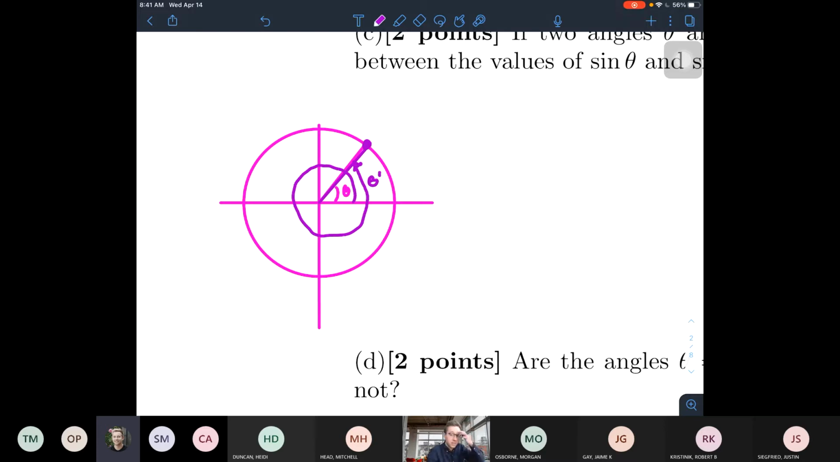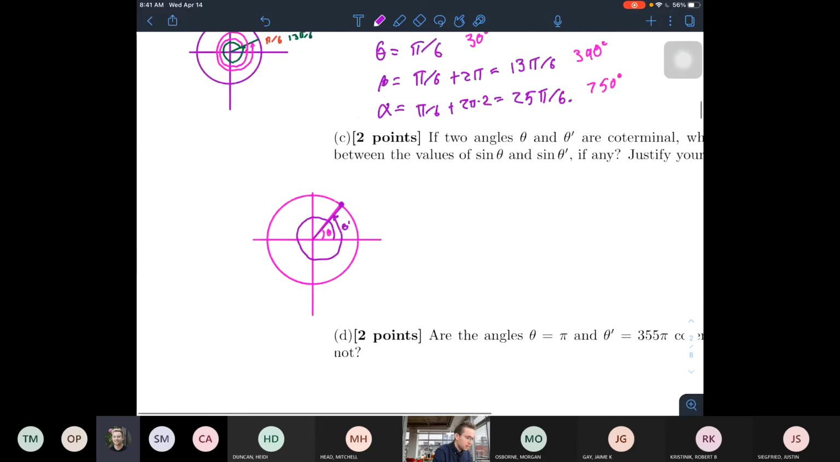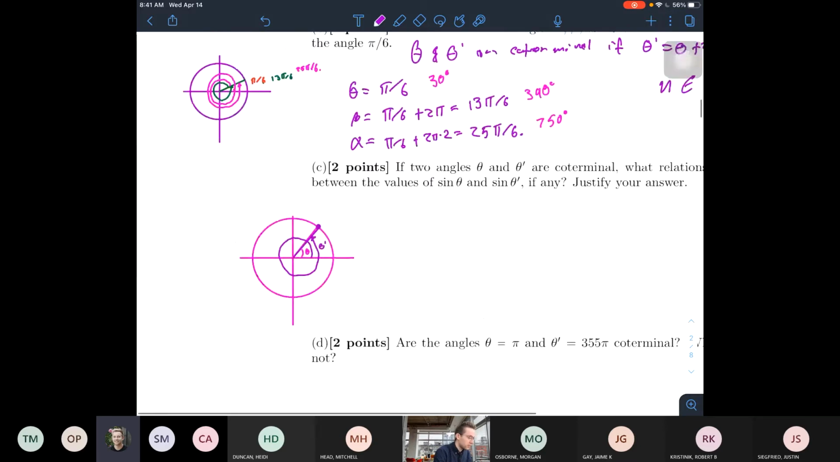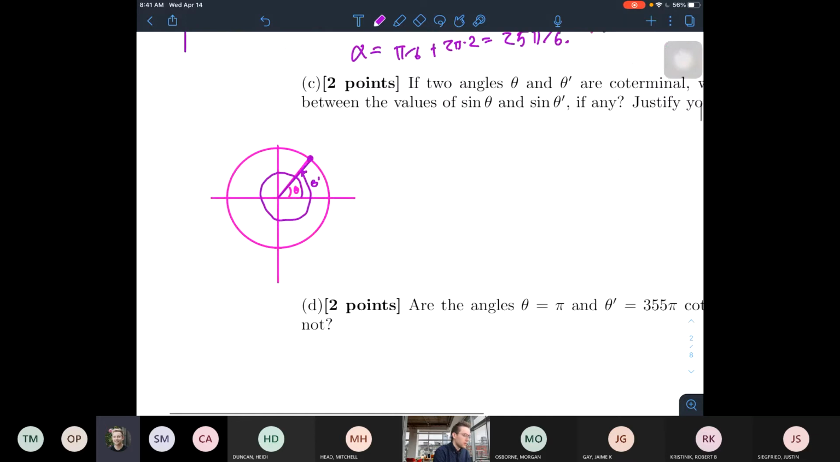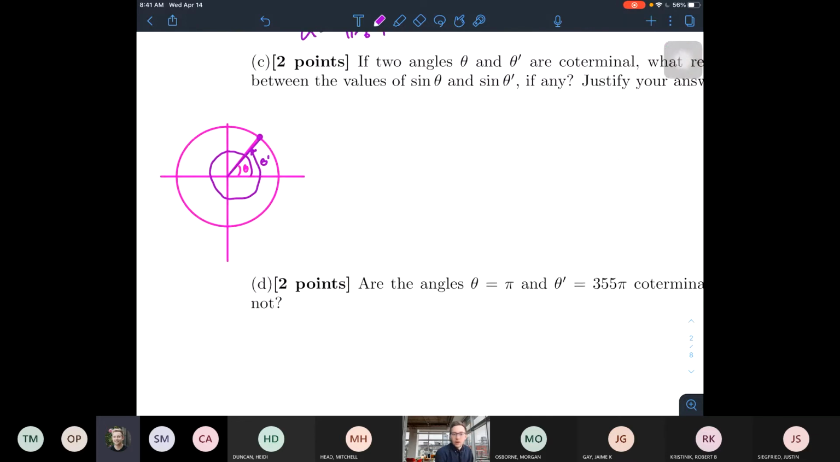At least got two questions right. Yeah, sorry, I meant to return these exams to you before, but hopefully you guys have your exam nearby and you can check. Okay, so what's going to happen to the values of sine theta and sine theta prime?